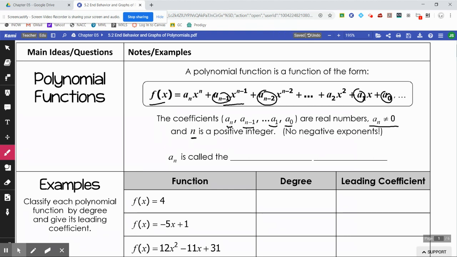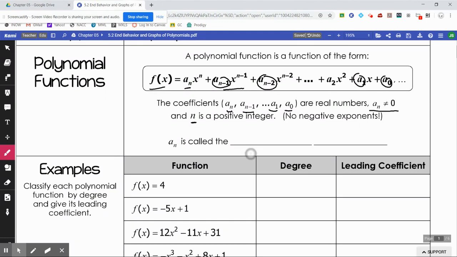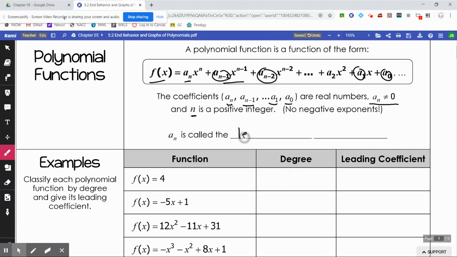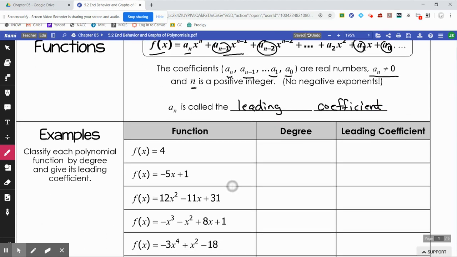A sub n, this first number out here, and this is going to be important to our lesson, is called the leading coefficient. Again, a coefficient is a number that's being multiplied by your variables.